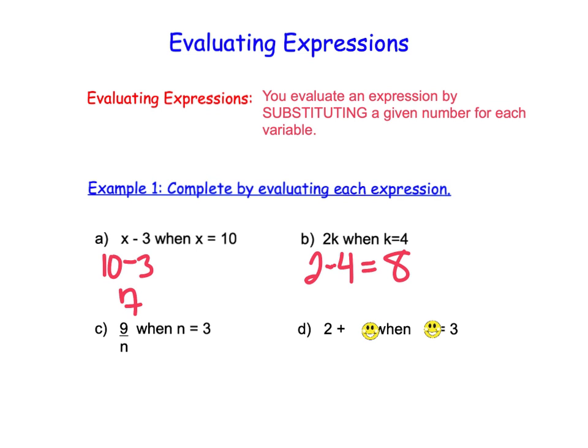Letter C, it's asking us to divide 9 divided by n, and it tells us that n is representing a 3. So substitute that in, and then you can simplify it. And here I was just being goofy and used smiley faces. So if we have 2 plus a smiley face, and we know the smiley face is equivalent to 3, we can substitute that out for its number and then simplify it.